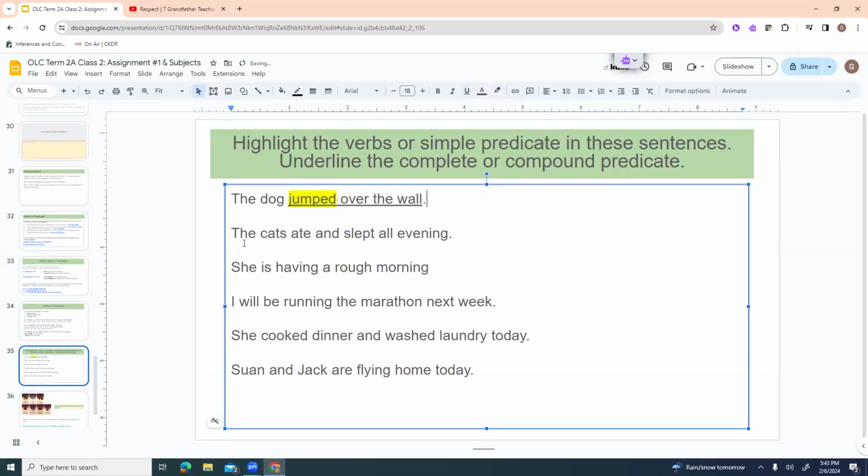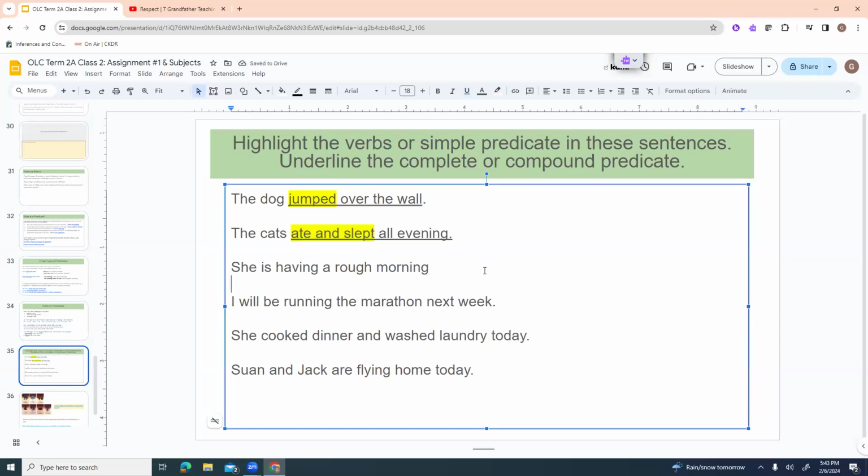The cats ate and slept all evening. So everything that starts with the verb and goes on, that whole thing is my predicate. Ate and slept are the two verbs, which I'm just going to highlight here.